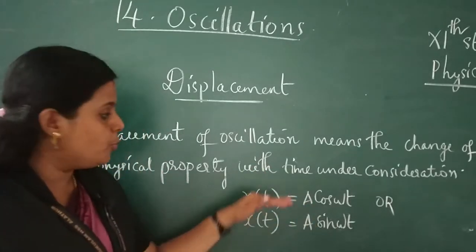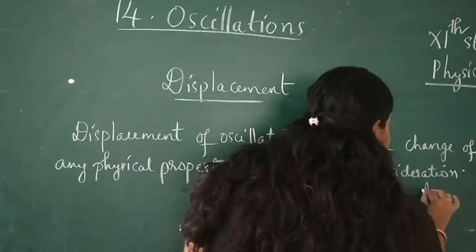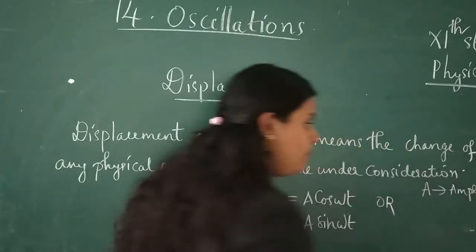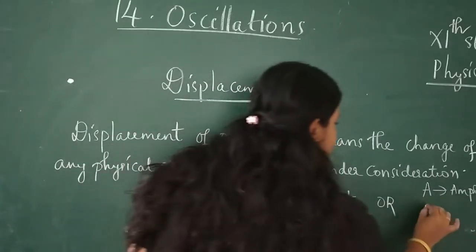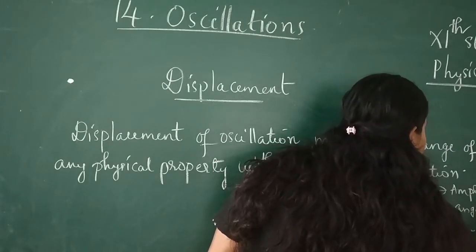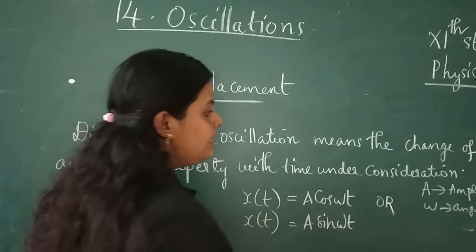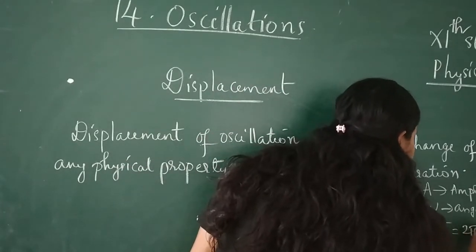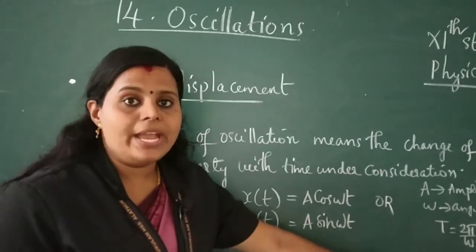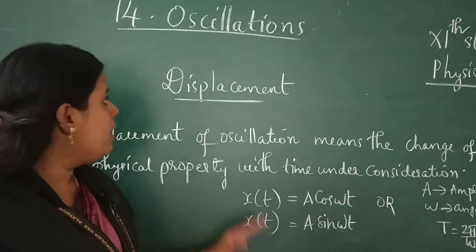So x of t is equal to A cos omega t or A sin omega t, where capital letter A is the amplitude of oscillation. It is the amplitude of oscillation that we will discuss later. And this omega is the angular frequency. Omega is the angular frequency. And here is the relation between angular frequency and time period. That is T is equal to 2 pi by omega. We are familiar with this expression. Time period T is equal to 2 pi by omega. Omega is the angular frequency. So hope you understood the mathematical expressions for displacement.